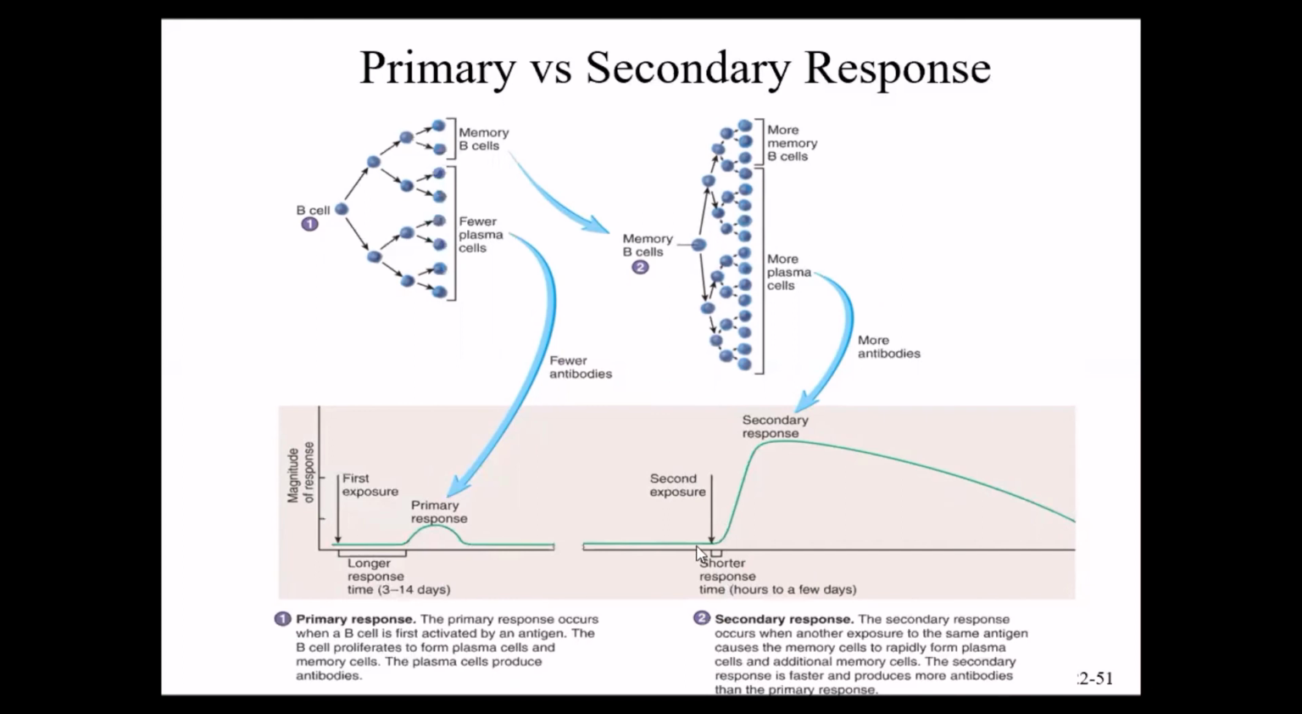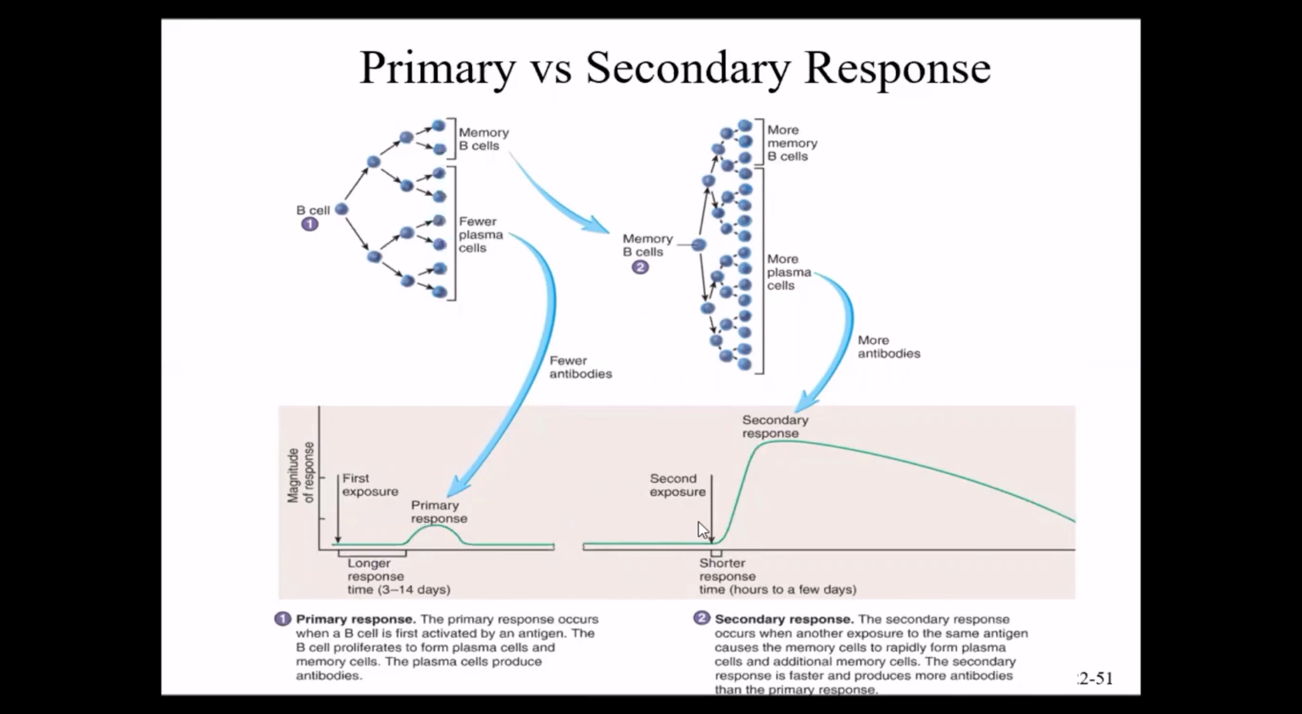One thing that's different is that you have a shorter response time. The first time you're exposed to an antigen, it may take up to 2 weeks to build up enough antibodies that you can actually have a response. But here, the second time you're exposed to that same antigen, it may only be a few hours, or maybe a day or two, to actually have a response.